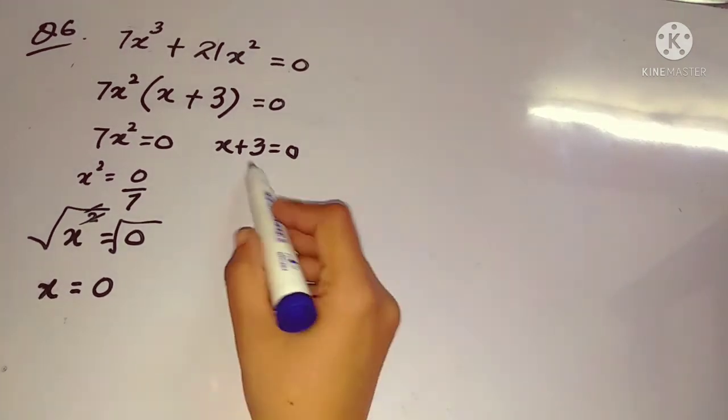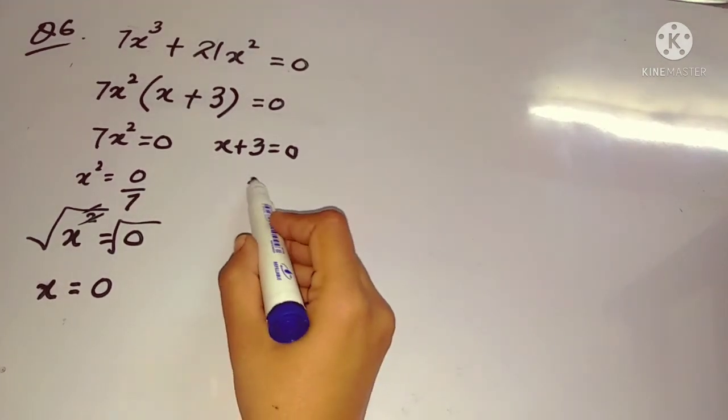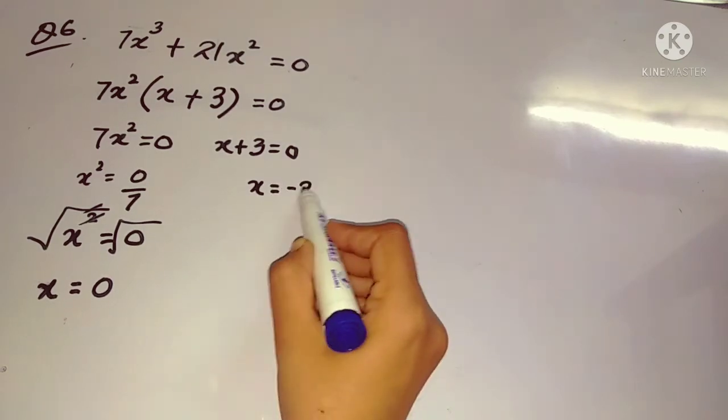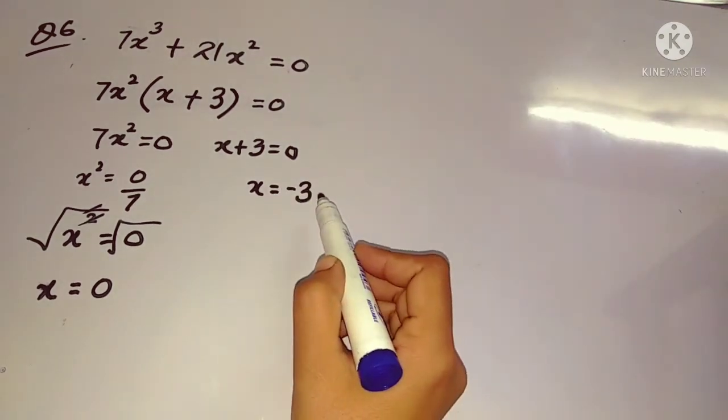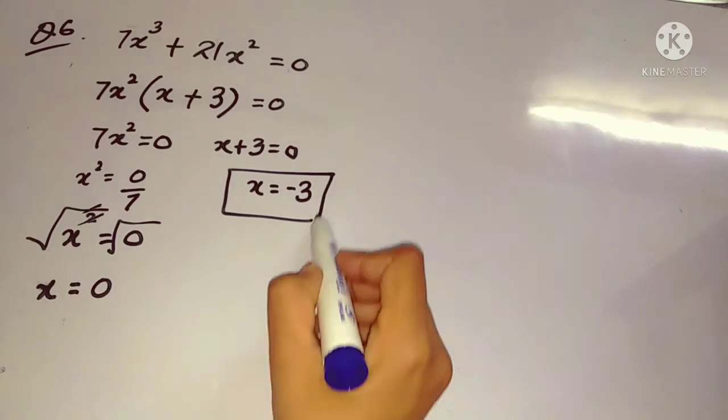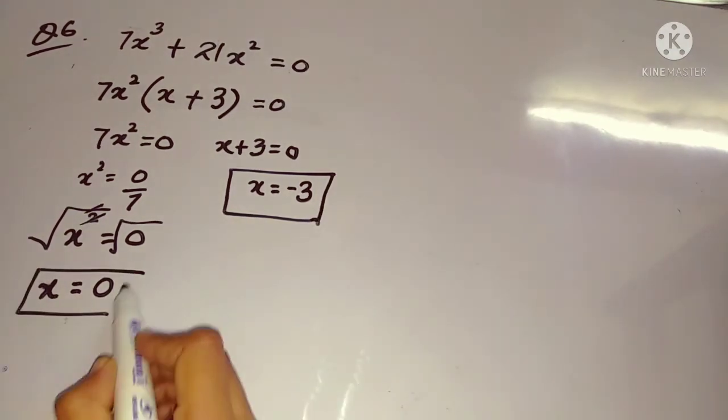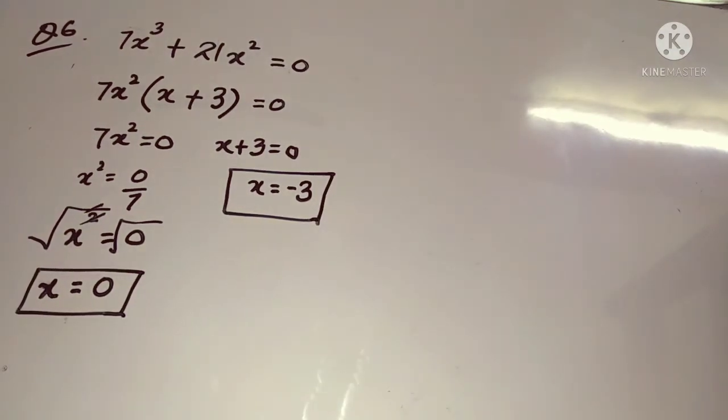Now let's come to this side. x plus 3 is equal to 0. So 3 is adding over here, it will go to that side and it will be subtracted. So the value of x is minus 3. So the values of x are minus 3 and 0. So this is your answer. I hope that question number 6 is clear to you.